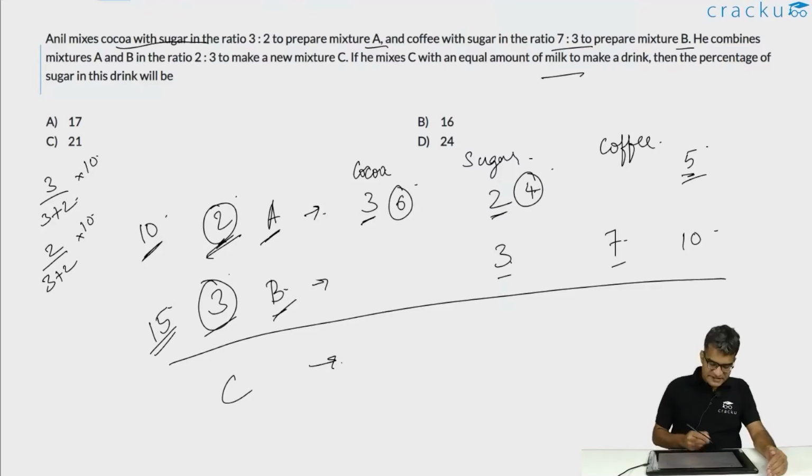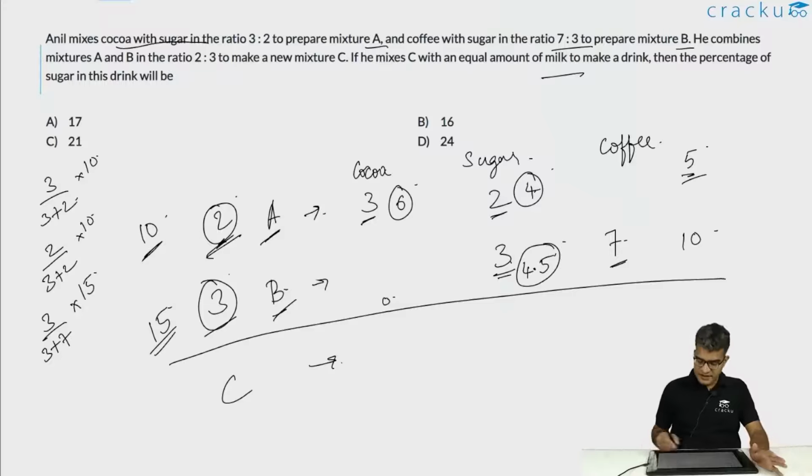In 15 kgs of mixture B, what is the amount of cocoa? The amount of cocoa will be 0 because this doesn't have cocoa, this has only coffee and sugar. What is the amount of sugar in it? It will be 3 divided by 3 plus 7 into 15, which is 3 by 10 into 15, which is 4.5 kgs. And what is the amount of coffee? It will be 7 divided by 3 plus 7 into 15, which is 10.5 kgs.